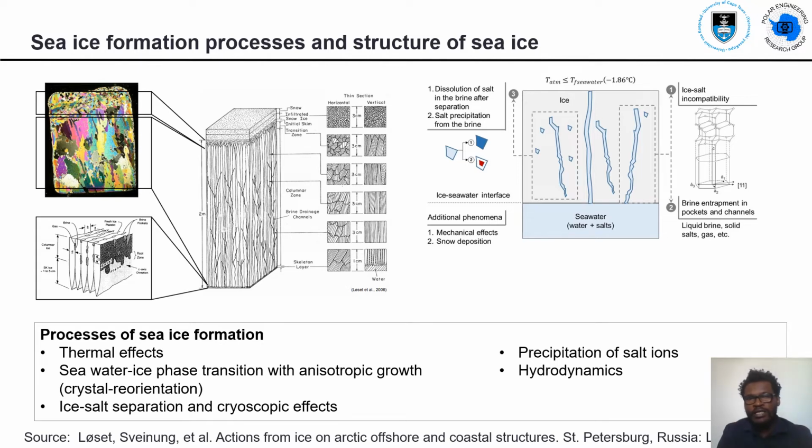Also, because the freezing interface is not planar, it has kinks in it, it's anisotropic. There's a crystal reorientation when it forms. As you end up having brine channels and brine pockets forming, and due to hydrodynamics, you've got seawater going in and out, and pressure buildup in those pockets and channels. So we have these processes essentially end up giving us a sea ice structure which is like a sponge. And this is the one we need to model.